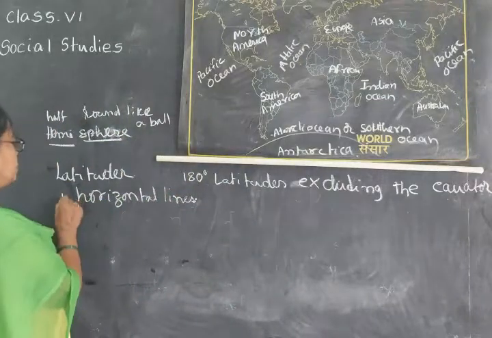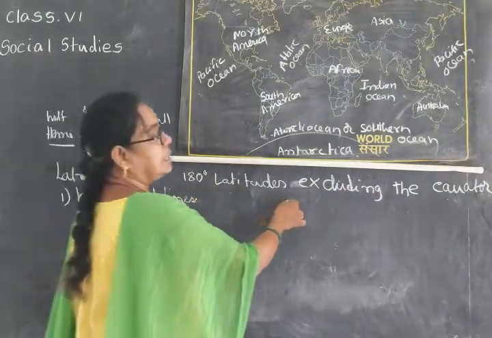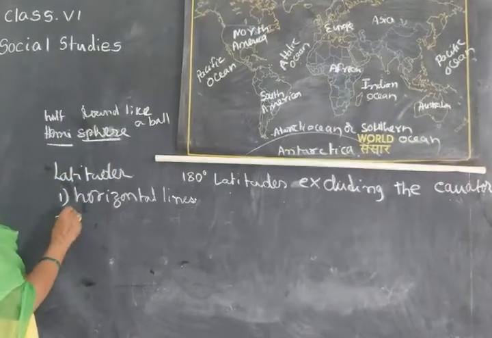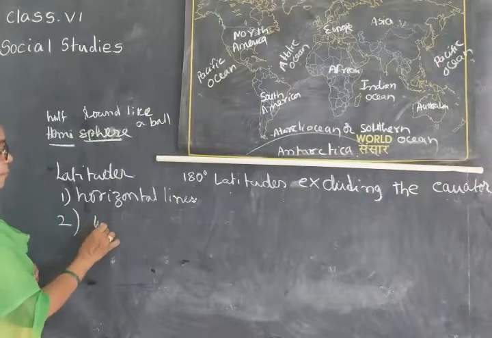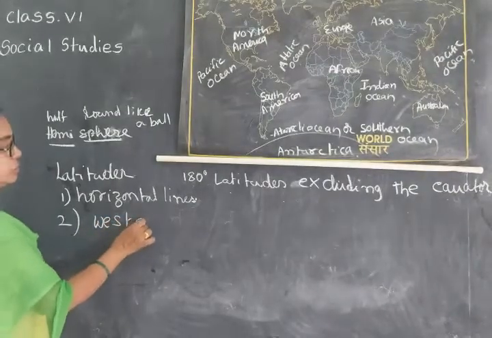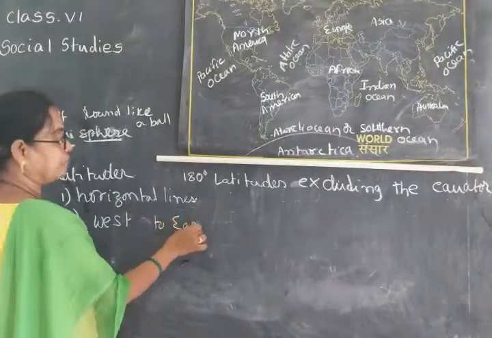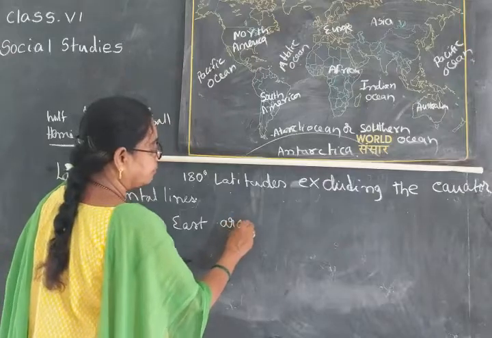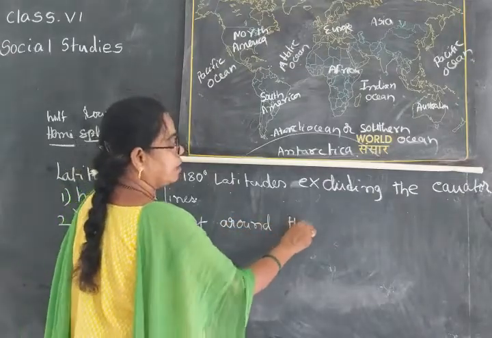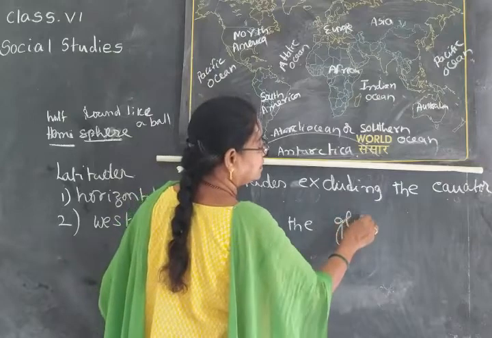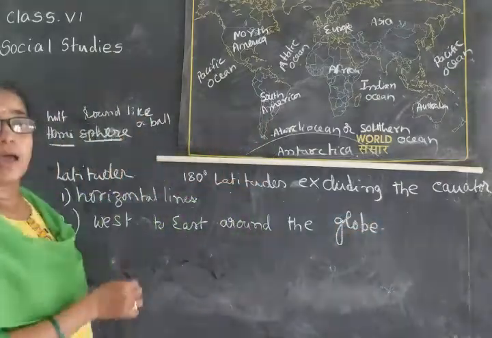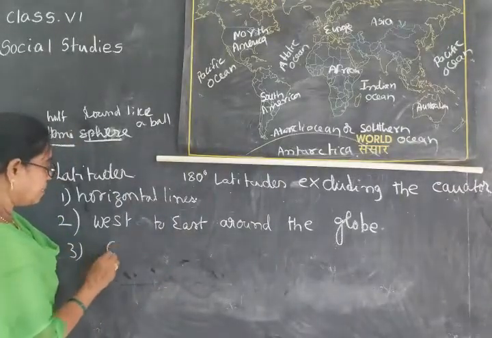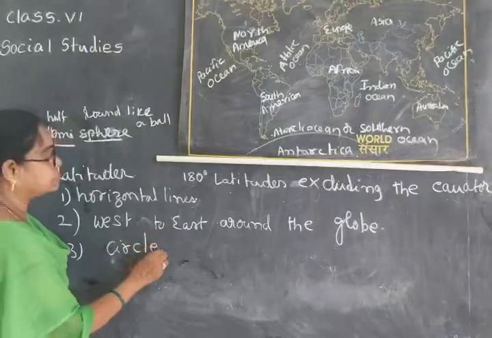First, 180 latitudes are there, excluding the equator. These are horizontal lines. And the second one, these are drawn from west to east around the globe. That's why the shape of the latitudes are circles. Latitudes are otherwise called circles.